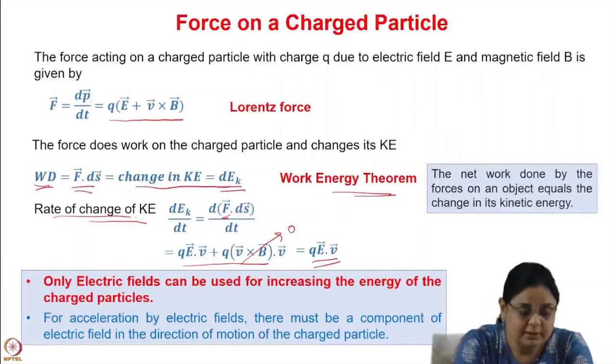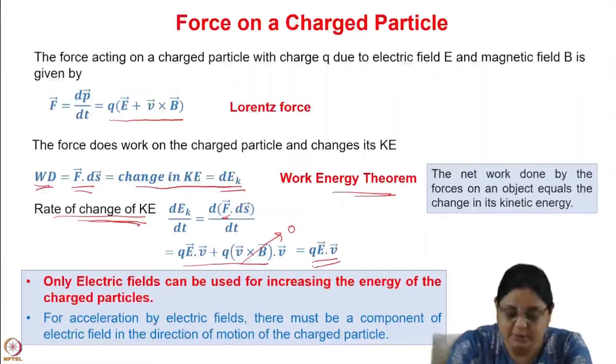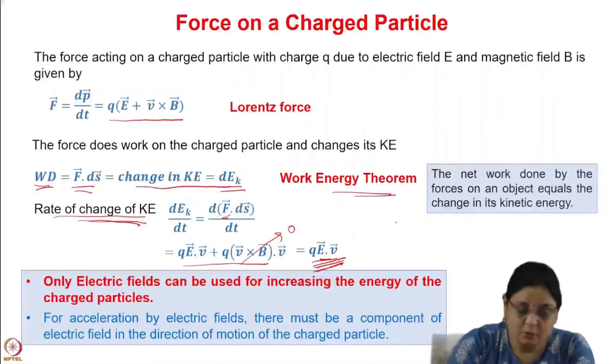Now notice that the rate of change of kinetic energy depends only upon the electric field. The magnetic field does not change the kinetic energy of the charged particles. Only the electric field changes the kinetic energy of the charged particles, and that too when there is a component of electric field in the direction of the velocity of the charged particle. If E is perpendicular to v, this goes to zero. Again, no change in the energy. So when there is a component of electric field in the direction of the velocity, electric fields will produce acceleration.